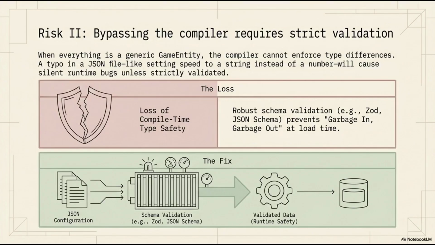The solution lies in robust schema validation. As depicted in the lower section, our JSON configurations are processed through a schema validation engine, leveraging powerful tools like Zod or established JSON schema standards. This process is crucial for preventing garbage in, garbage out at load time, ultimately yielding validated data that ensures runtime safety before it proceeds into storage or further application use.